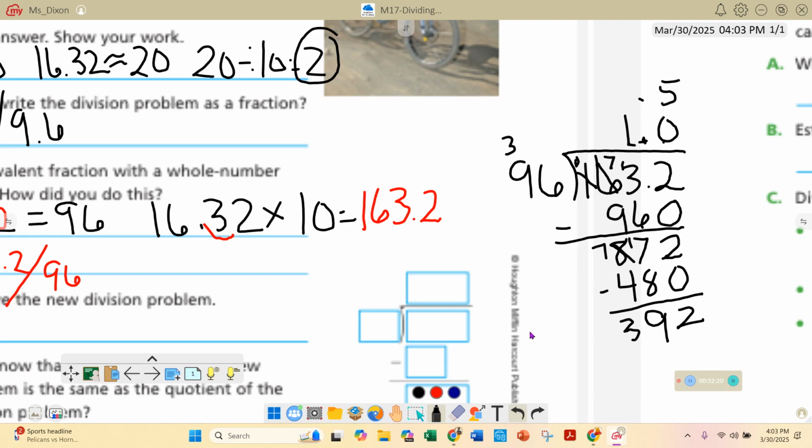Got to keep going because we still have some more we can take out. We can't take out another group of 5, so we have to go smaller. Let's try 2. All right, 2 times 6 is 12. 2 times 9 is 18. Plus 1.